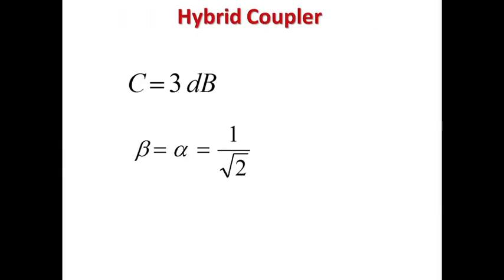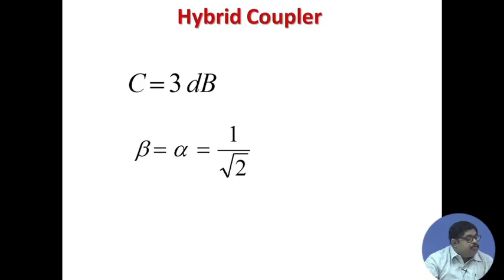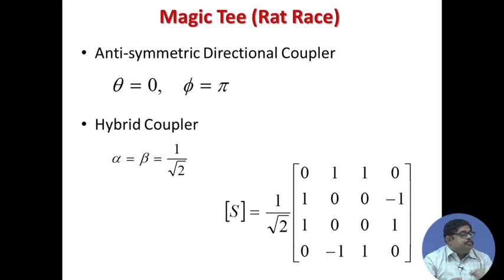Now, a particular form of directional coupler is called a hybrid coupler, where the coupling factor is 3 dB. Coupling factor 3 dB means whatever power I am feeding at port 1, half of that power is going to the coupled port. If you do that, then alpha and beta turn out to be 1 by root 2. Now this magic T, which we mentioned initially, is also called a rat race, that is basically this hybrid coupler.